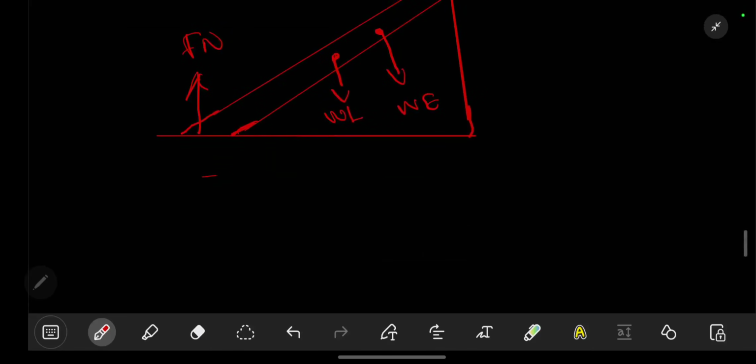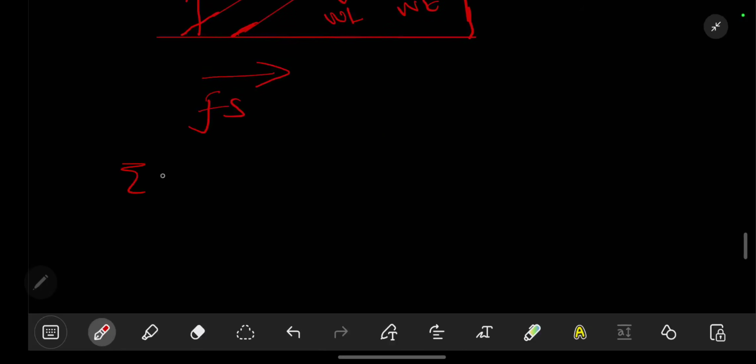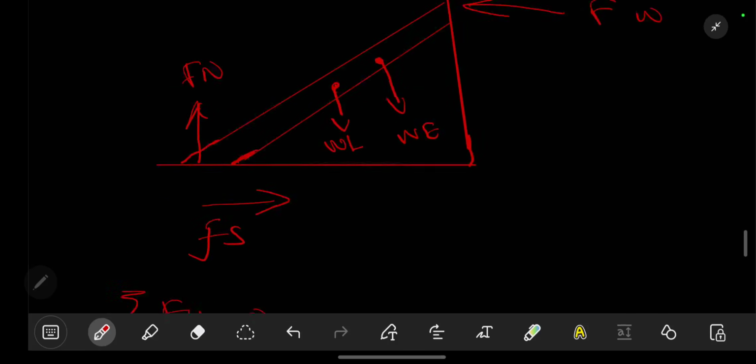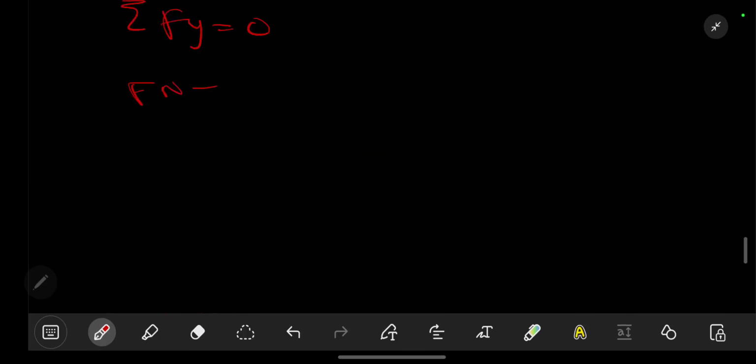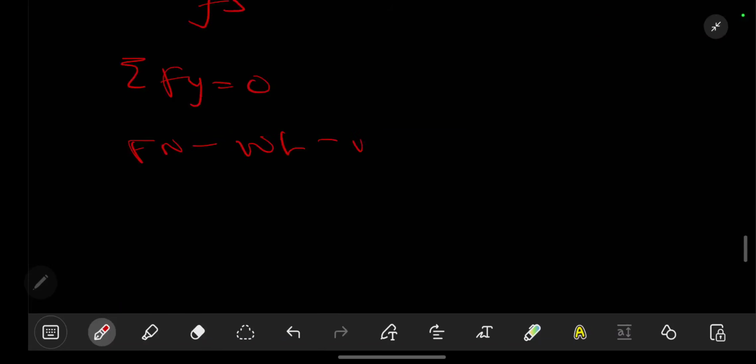So we have the frictional force like that. So all we have to do is, let's begin. Our summation of forces in the y direction is equal to 0. Which forces? We have the normal force. So we say normal force minus, we have the ones that are down, the weight of the ladder minus the weight of the electrician, should be equal to 0, like that.